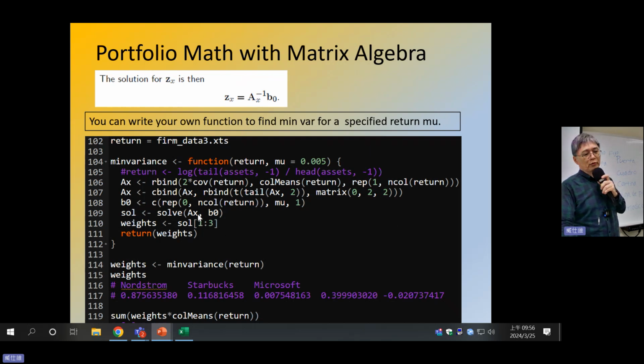This is just for your reference, because coding can help us save some time in the calculation. I think this is the most convenient way to do the calculation here. And finally we can get the weights. The weight for Nordstrom is 0.87. The weight for Starbucks is 0.11. The weight for Microsoft is 0.0075.